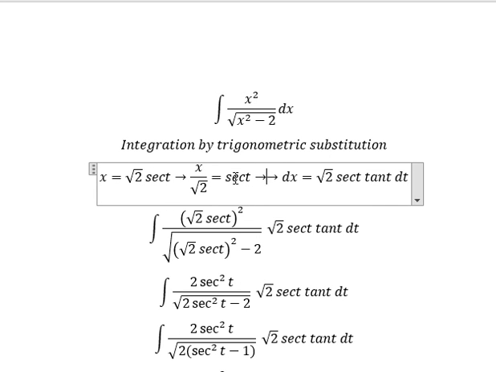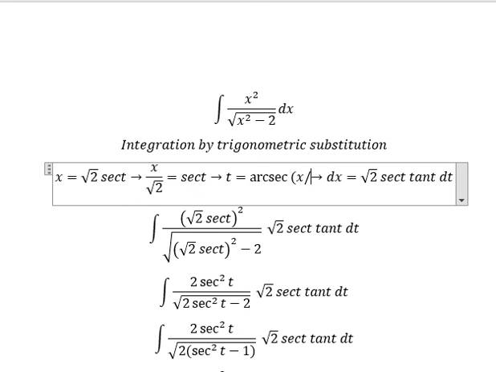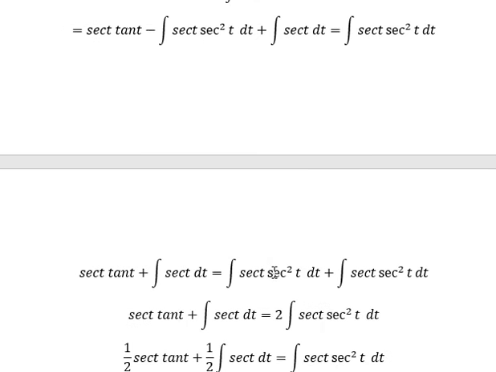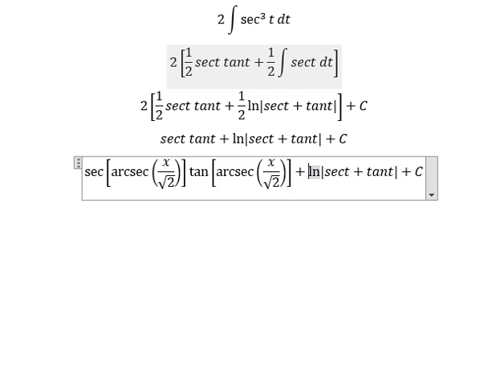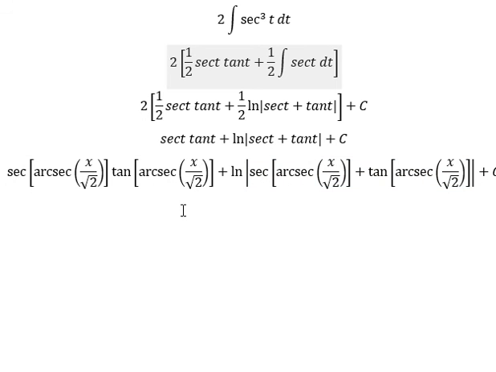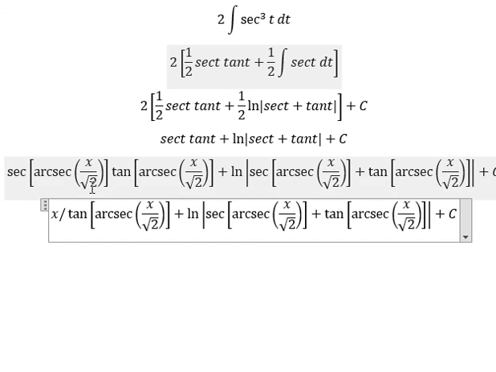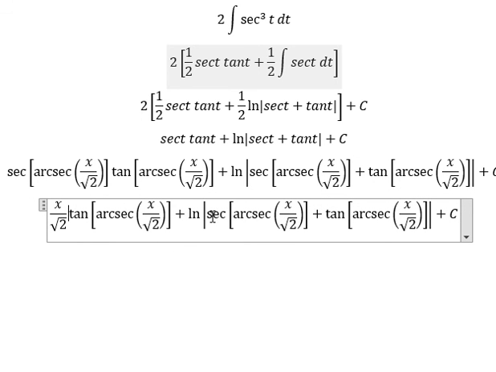And now we can find the value of t, that is arcsecant of x over the square root of 2. So I will put this one to change for t. So secant with arcsecant, we have x over the square root of 2. Similar for this one.